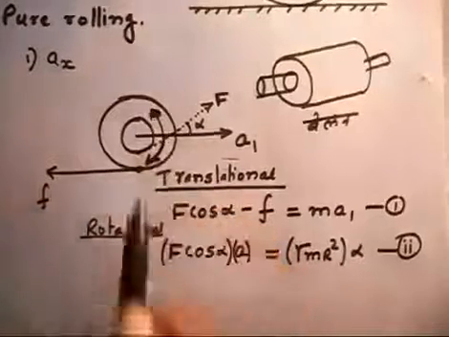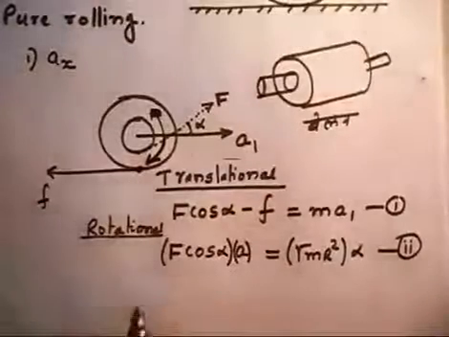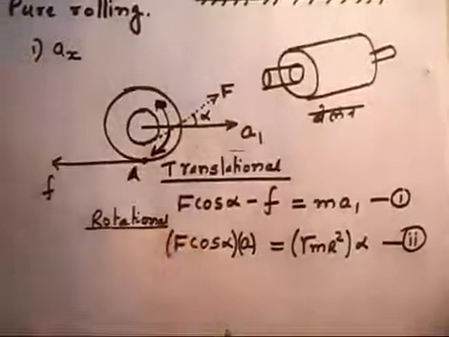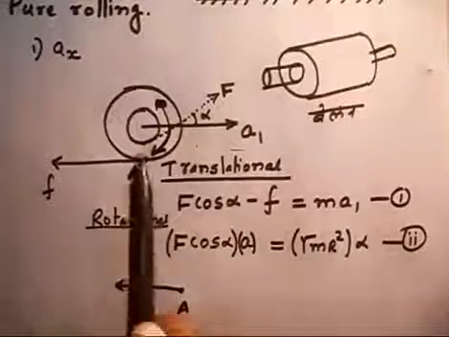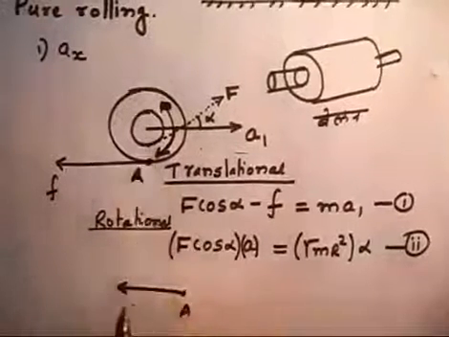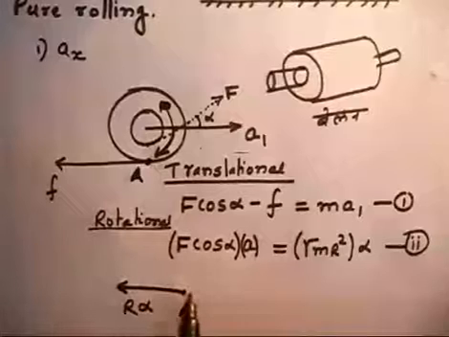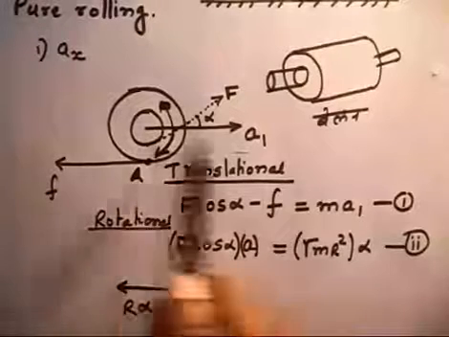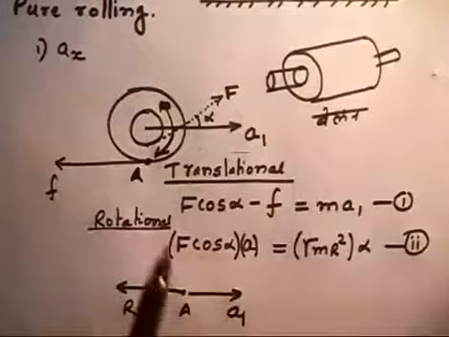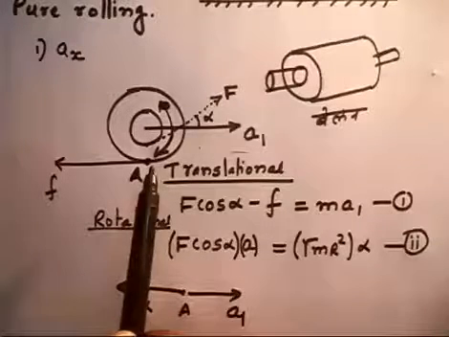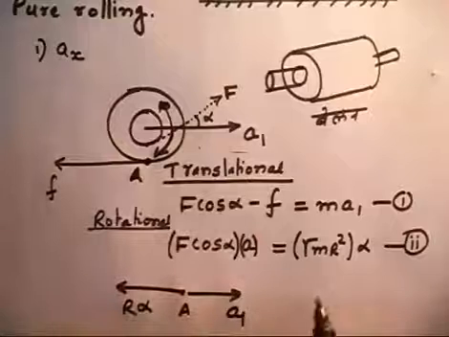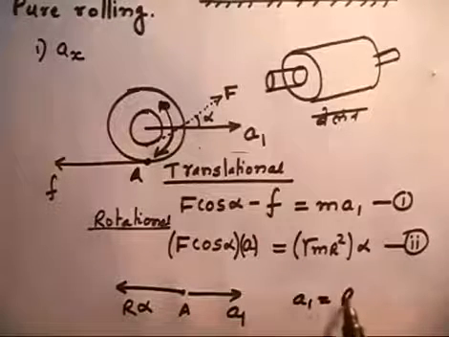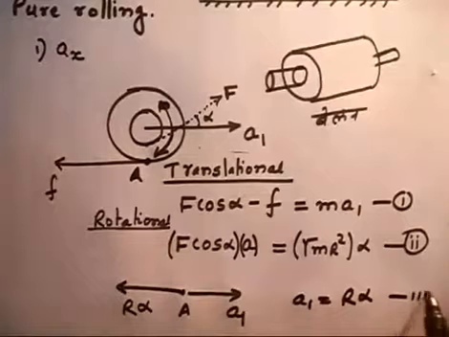Then only it is possible. Because at this point, let us call this point A. If I see point A, in this direction we will have this distance R into alpha. In this direction I will have the acceleration of the center of mass, that is A1, because this point will have two accelerations: acceleration of center of mass in this direction and R alpha in this direction. So A1 is equal to R alpha. So this is equation number 3.